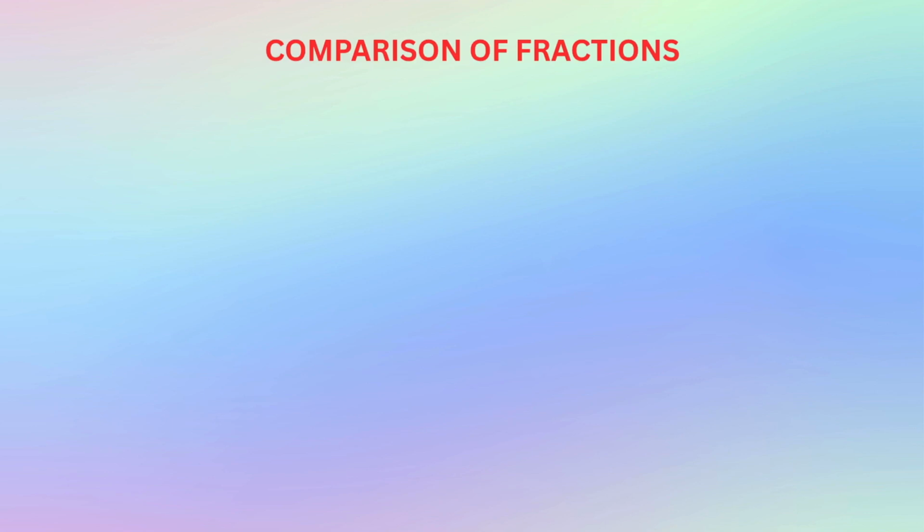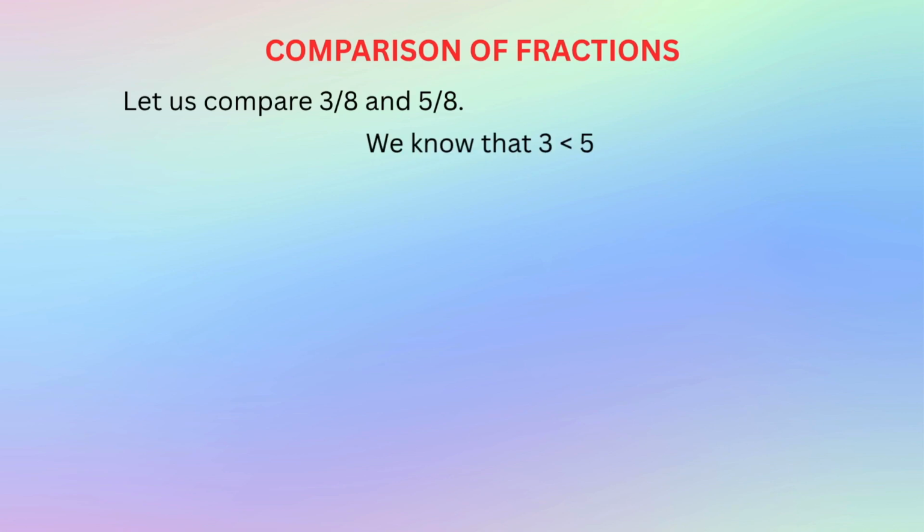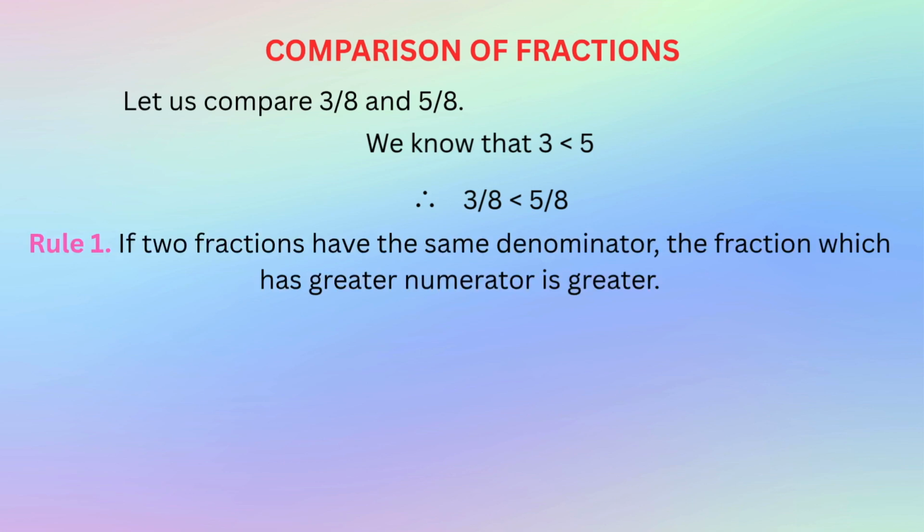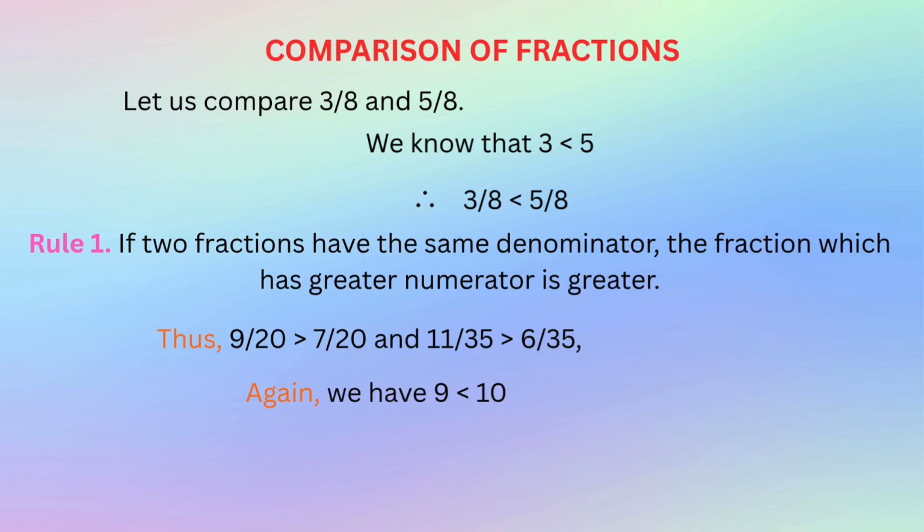Comparison of fractions. Let us compare 3/8 and 5/8. We know that 3 is less than 5. Therefore 3/8 is less than 5/8. Rule 1. If two fractions have the same denominator, the fraction which has the greater numerator is greater. Thus, 9/20 is greater than 7/20, and 11/35 is greater than 6/35. Again, we have 9 less than 10. Therefore 5/9 is greater than 5/10.